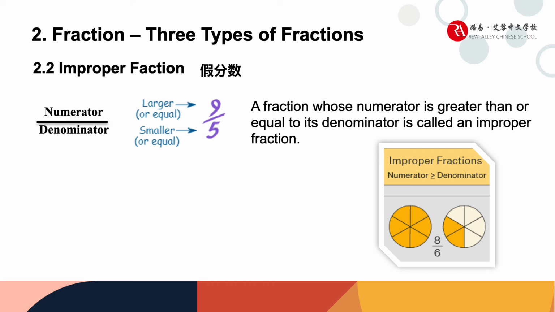The second one, the improper fraction. It is a fraction whose numerator is greater than its denominator. In Chinese, we call it 假分数, such as the number here, 9 over 5. The numerator 9 is greater than the denominator 5.